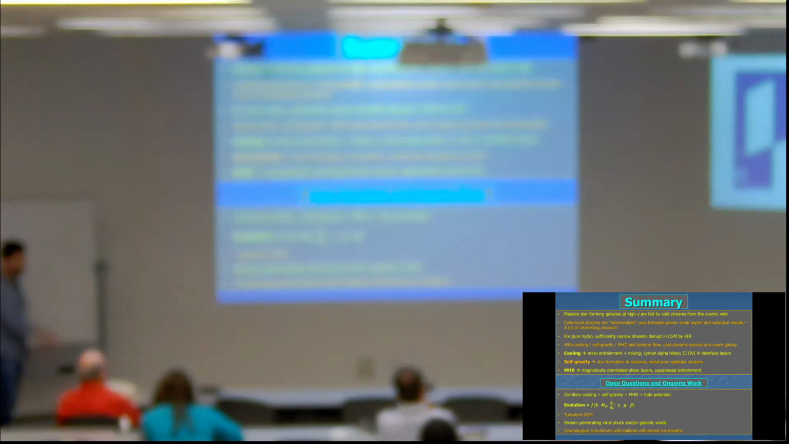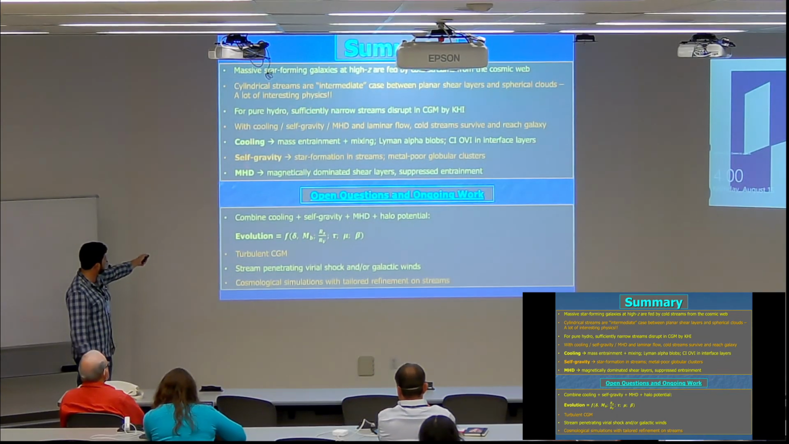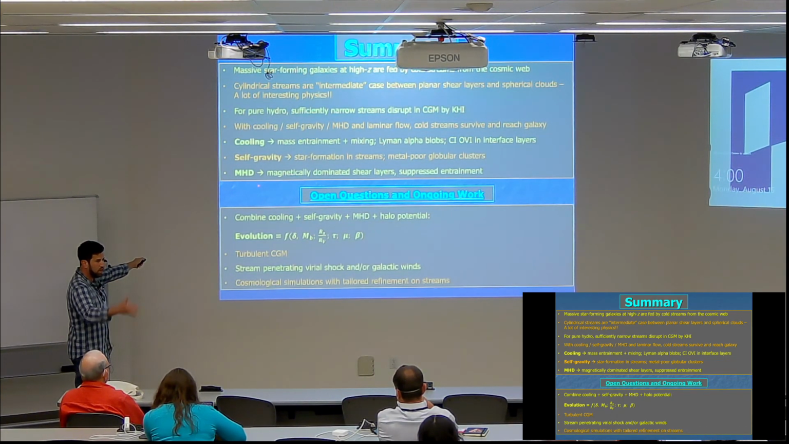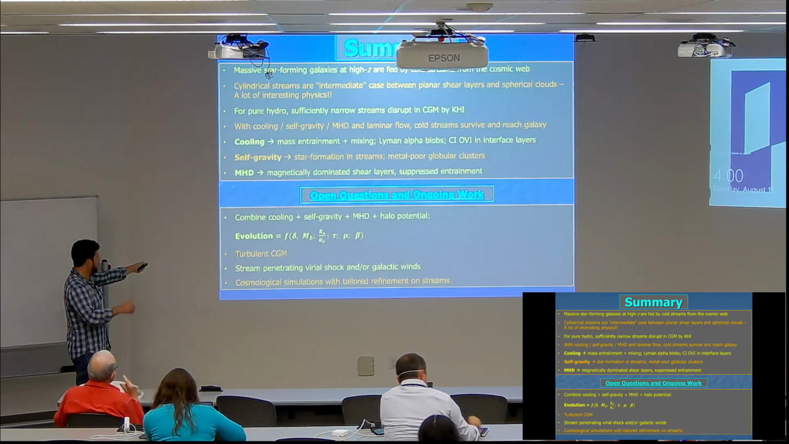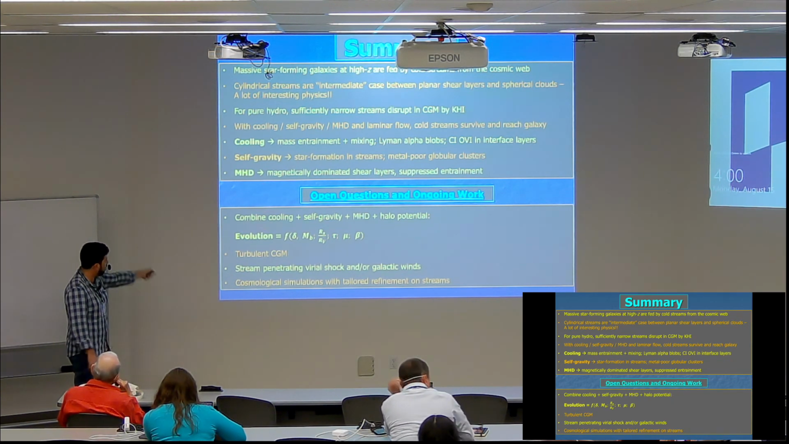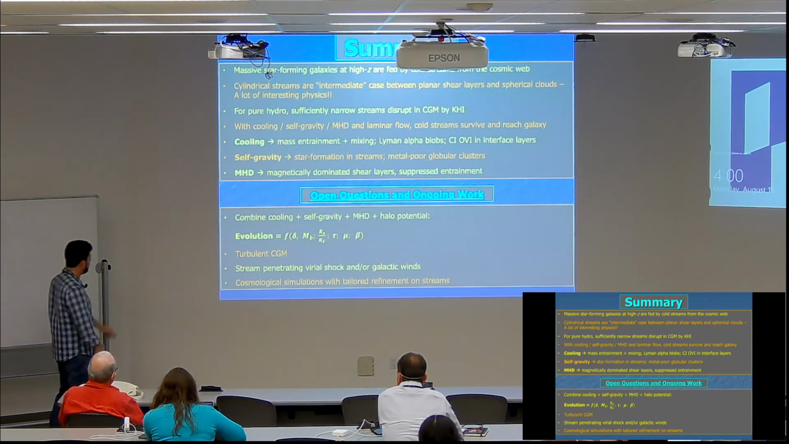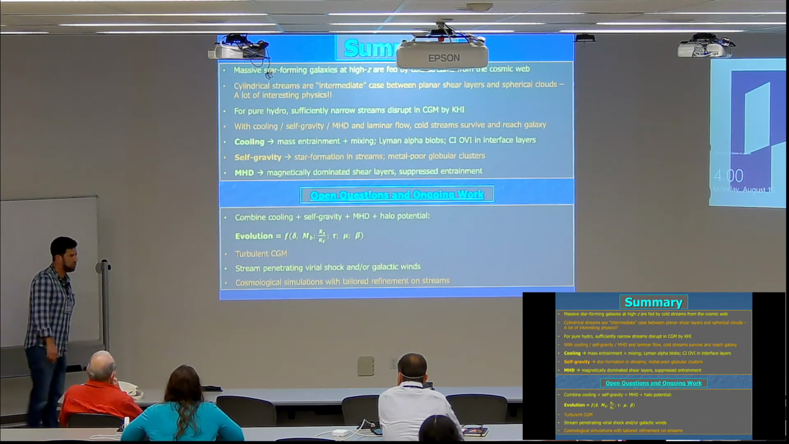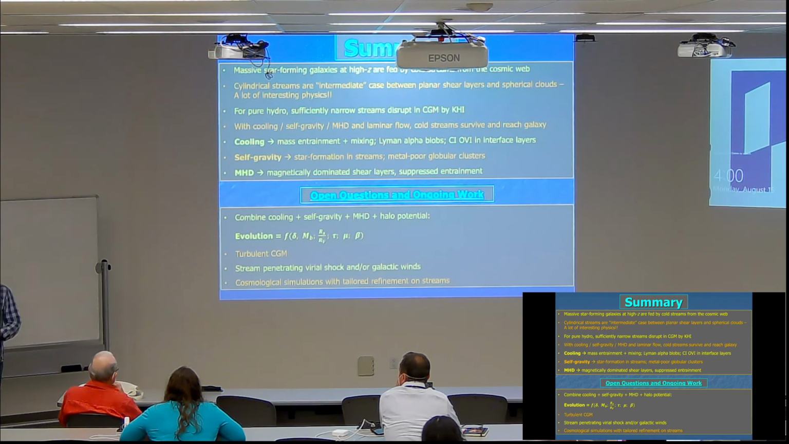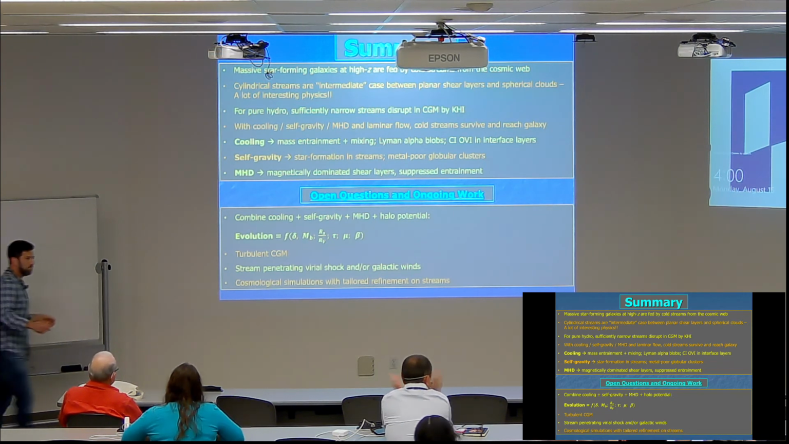And I'll just pull up my summary here. Cooling, self-gravity, and MHD all extend the lifetime of streams, but for different reasons. And what we want to do is eventually combine all of them: cooling plus self-gravity plus MHD plus halo potential plus thermal conduction. You'll have your 7 or 8 dimensionless parameters that will describe the whole problem. It'll be a lot of fun, include a turbulent CGM, and explain the universe. Thank you.